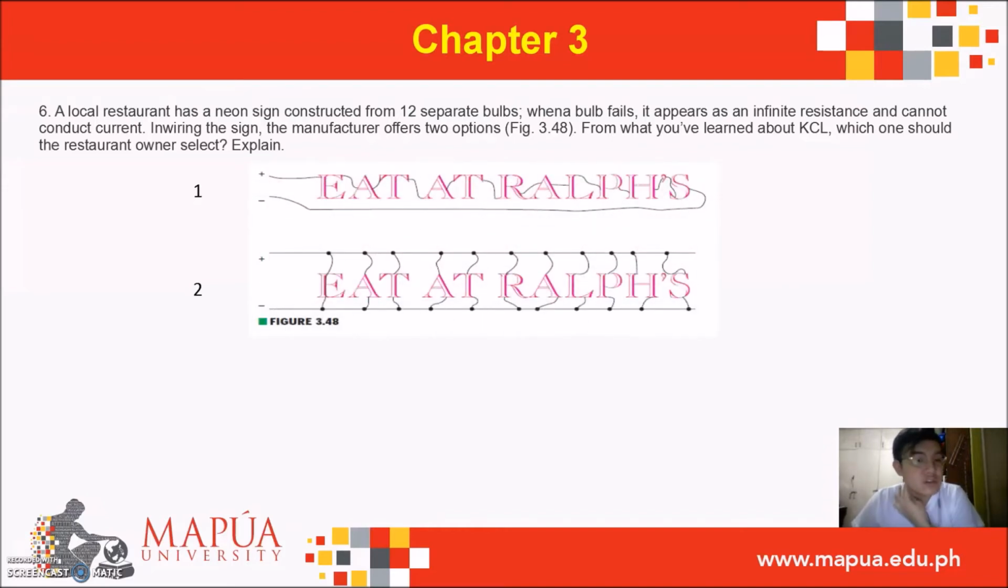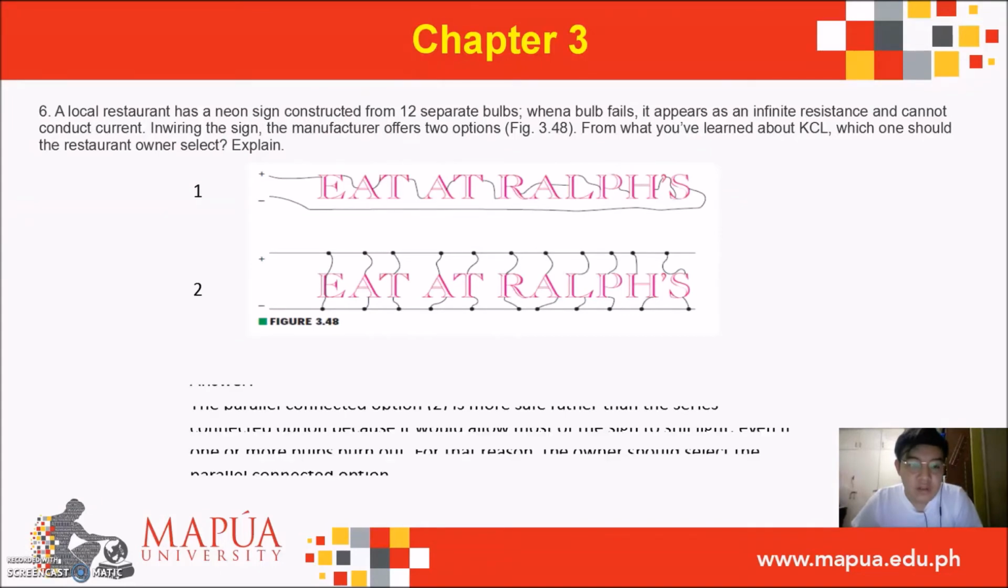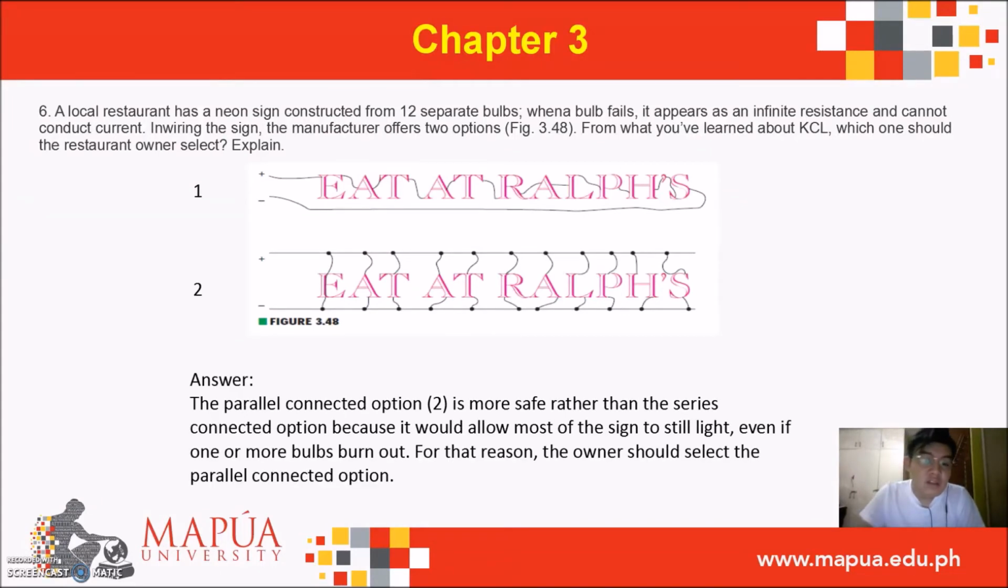So these are the choices. The number 1 is a series connected bulb, and the second one is a parallel connected bulbs. So what we'll learn is that the parallel connected option is more safe rather than the series connected option because it would allow most of the sign to still light, even if 1 or more bulbs burn out. For that reason, the owner should select the parallel connected option.